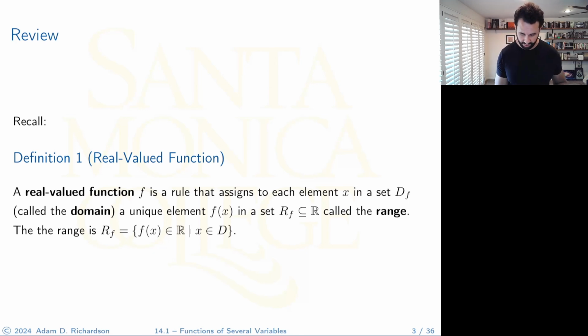The real valued part just means that we're talking about functions that send things into the real numbers. So notice here that the range is the set of all outputs that are in the real numbers, and the only stipulation is that the input has to be within the domain of our function. Maybe I switch between indicating domains with and without a subscript, but that's the whole idea. So that's all still the same.